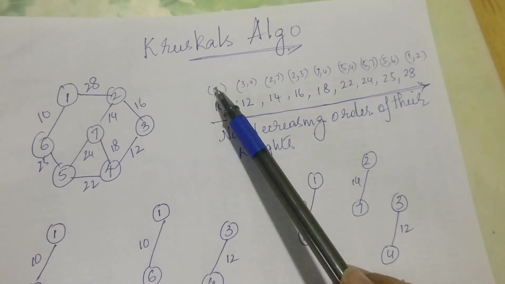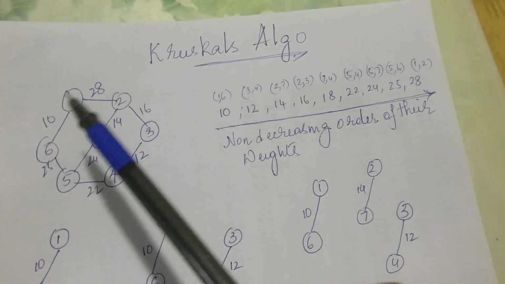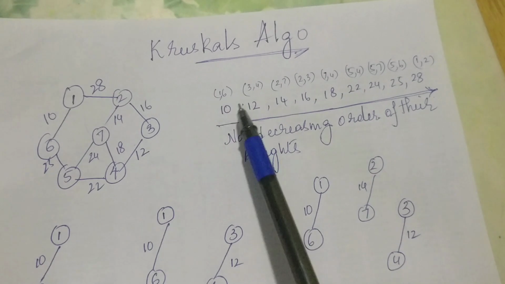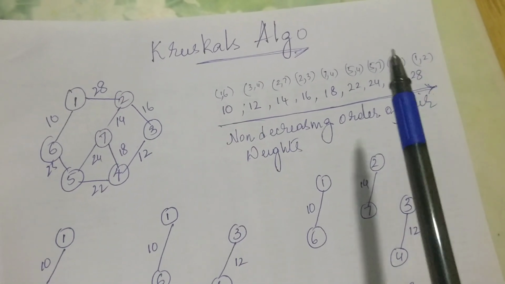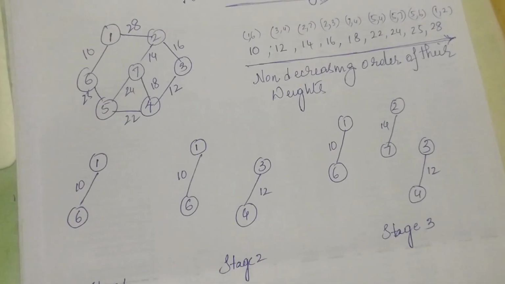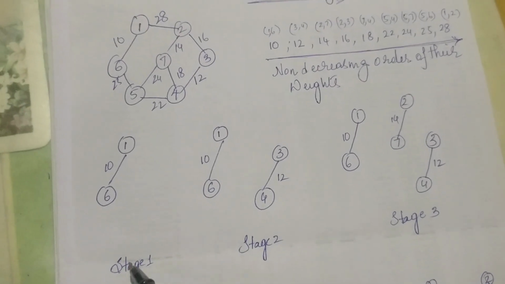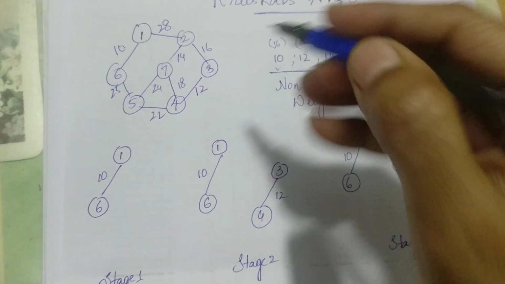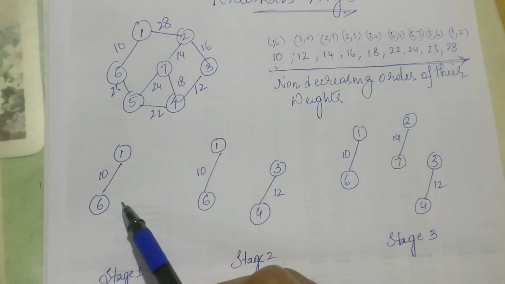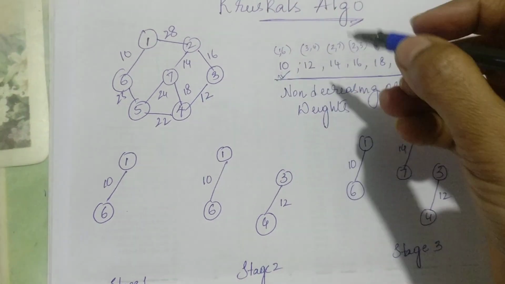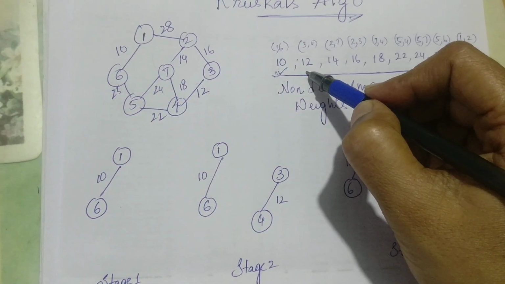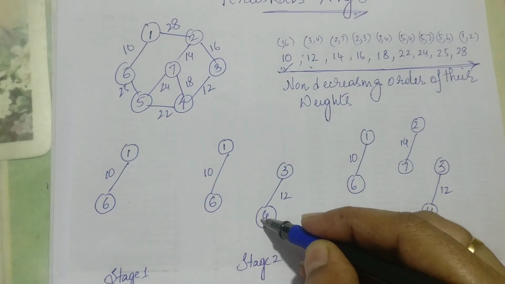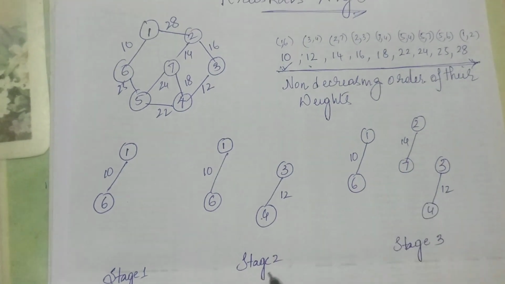10 is nothing but the edge between 1 to 6. The edge between 3 to 4 is 12. So in non-decreasing order I have arranged them. Now in stage 1, I will be selecting the first edge, that is 10. This becomes my first subgraph. The next edge in my hand is 12, so I'll be picking this edge and checking whether it will create a cycle for me in stage 2.